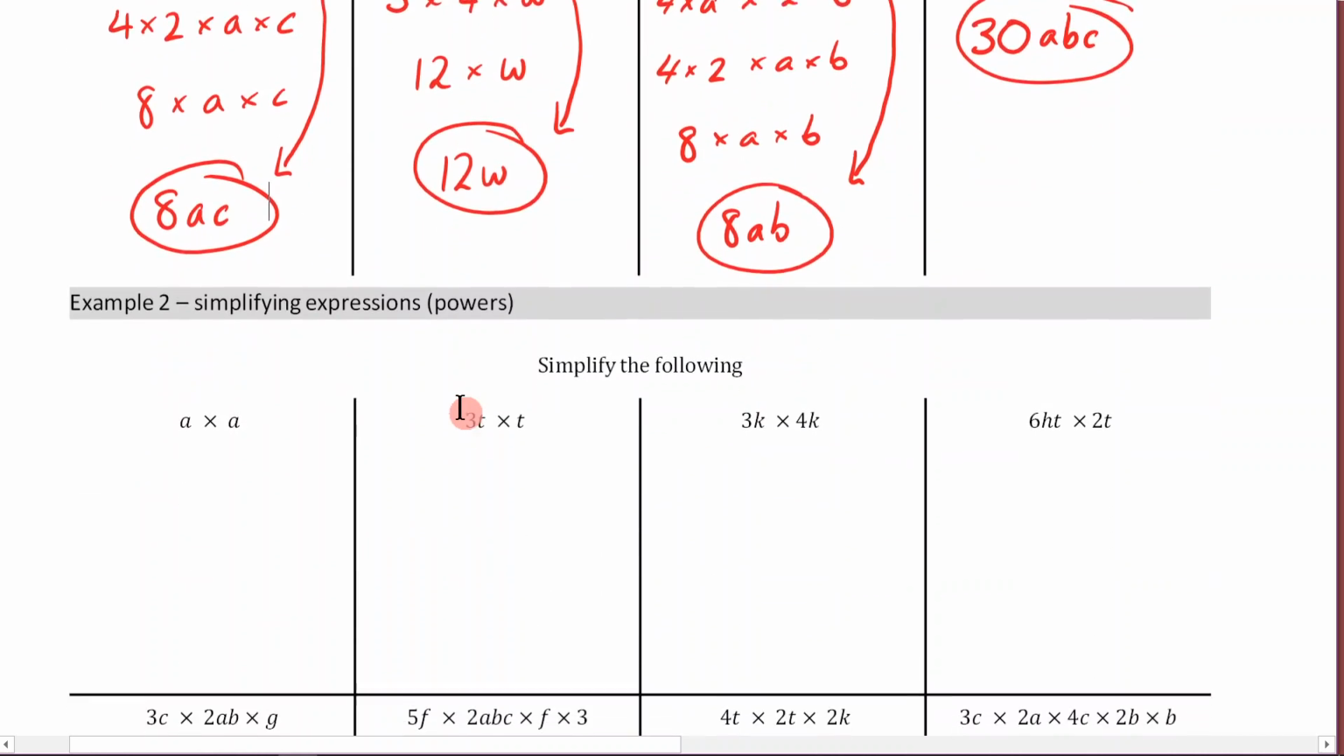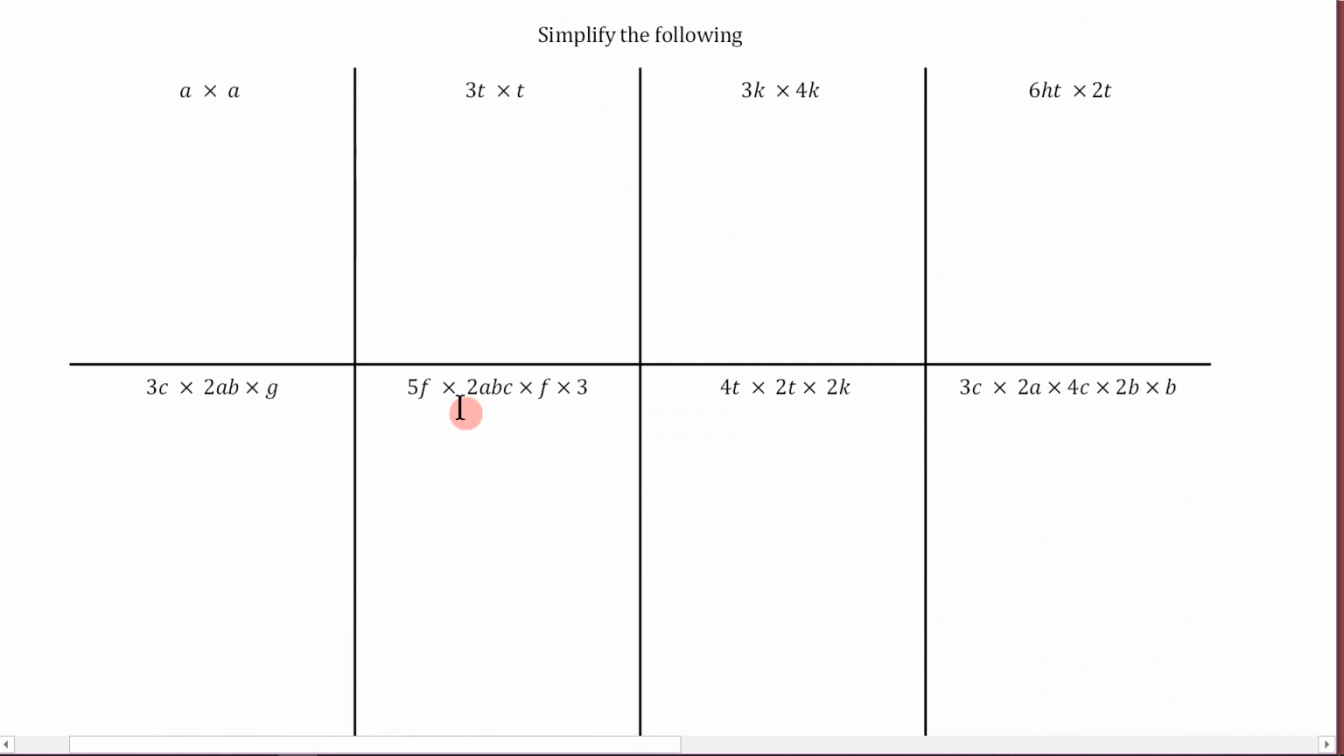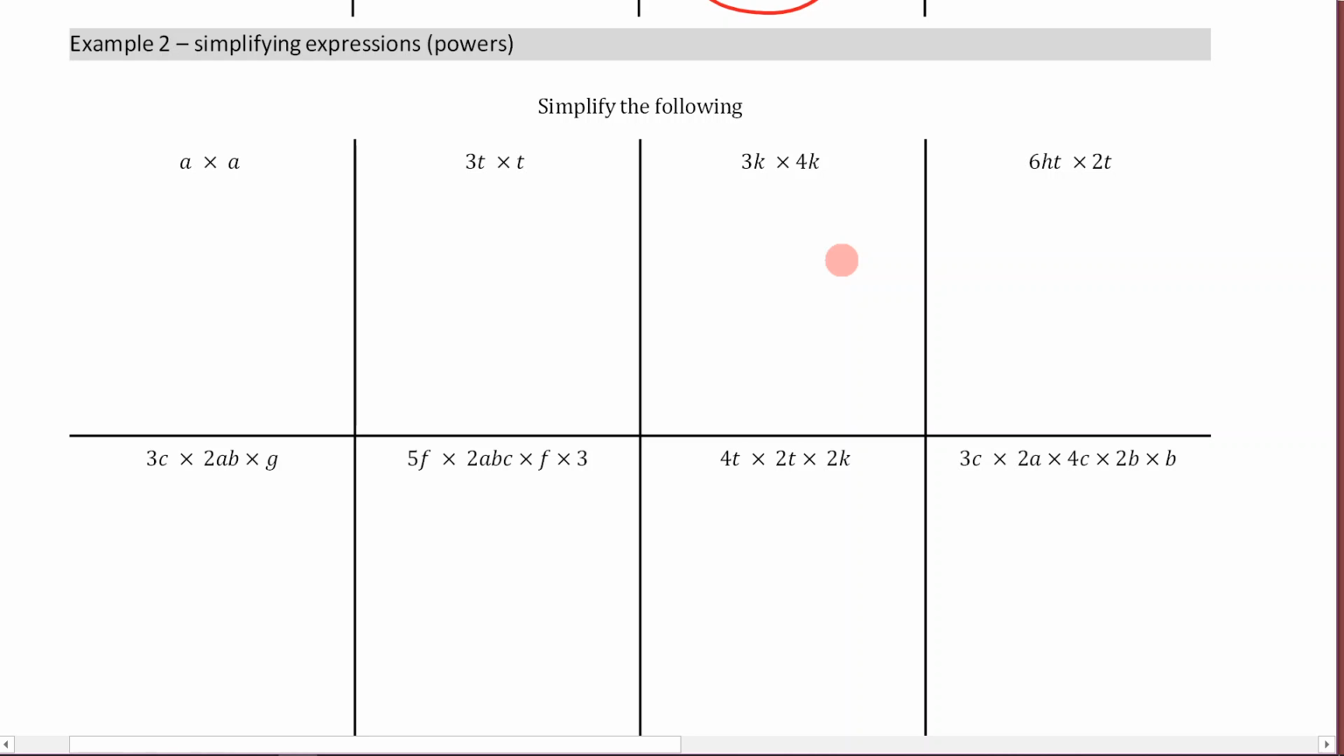Okay, so let's now make things a little bit trickier. So this time we're going to go through similar examples, but now dealing with powers. So again, simplify the following is our instruction. Now a times a, that's a squared. Now I just want to pause here for a moment because there's a mistake that lots of people make.